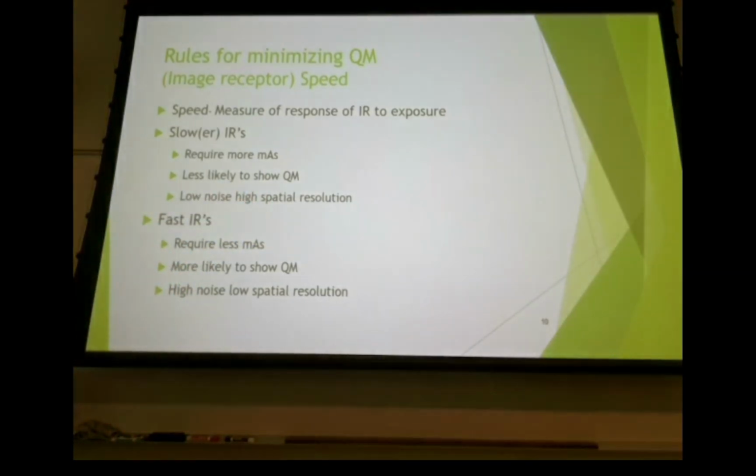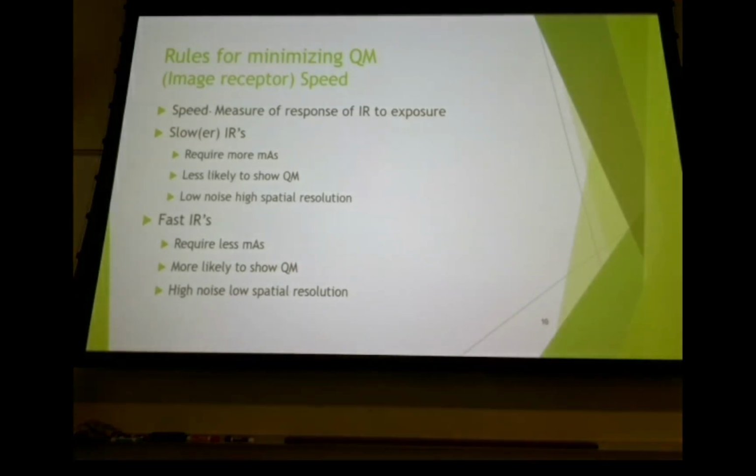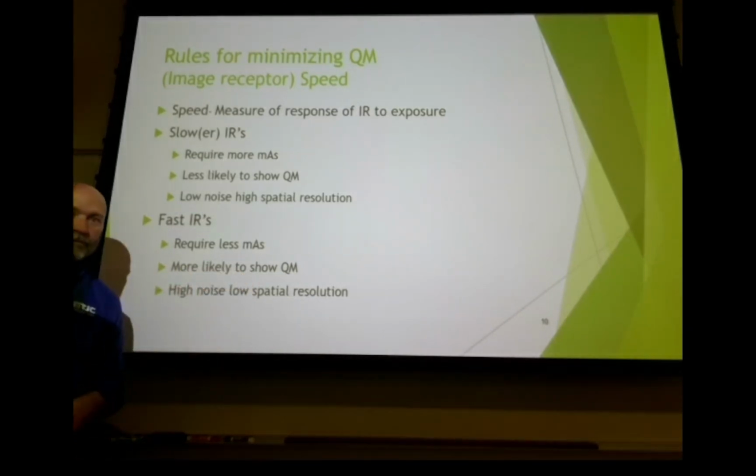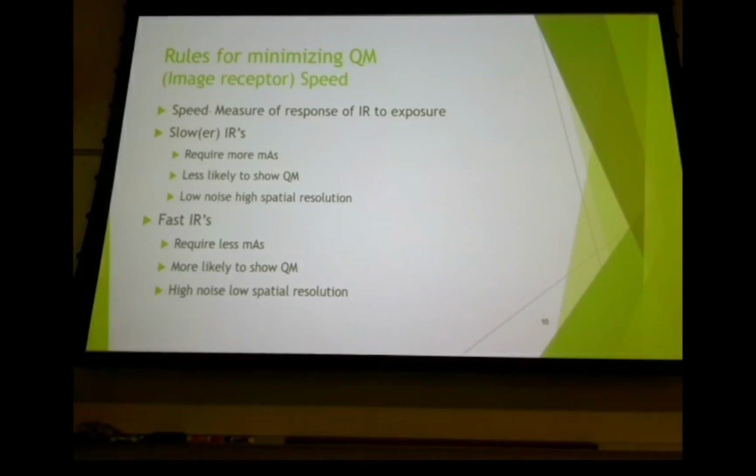They tend to be higher resolution, less likely to show quantum mottle. Fast image receptors, on the other hand, require less mass, and because they require less mass, are more likely to show quantum mottle and have a higher noise to signal ratio. So more noise with the faster image receptors.